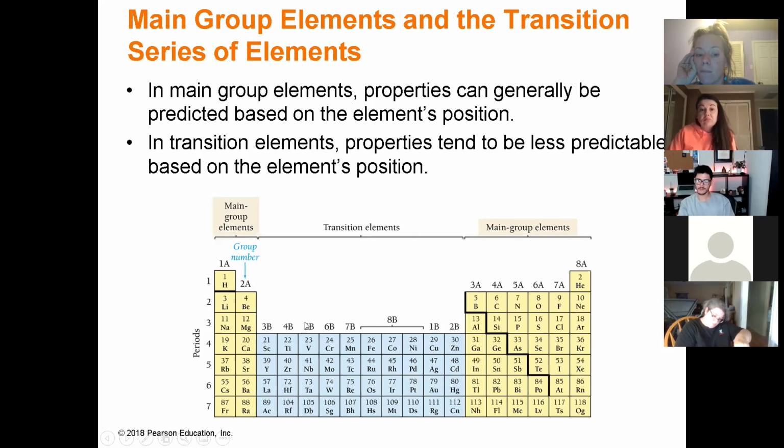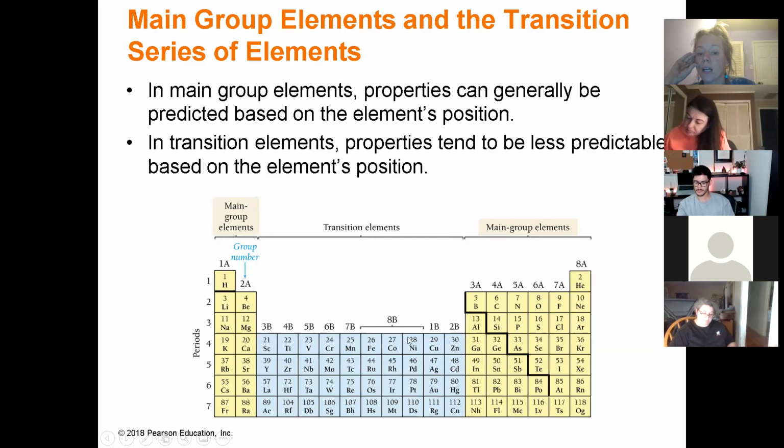These guys in the middle, where it's blue, and this also includes the lanthanides and the actinides, those are known as transition elements. And in transition elements, the properties tend to be a lot less predictable based off of where the element is positioned. So titanium and zirconium, just because they're positioned in this column doesn't mean it tells us anything about their particular properties. Whereas I know that oxygen and sulfur in this column are always going to do a very specific thing when they chemically bond.